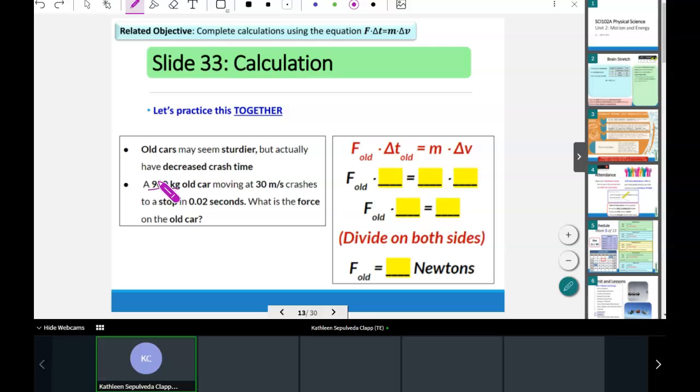Good, Micah. Good, Juliet. Yes, Matt. Yeah, it's going to be mass. Now, 30 meters per second. Again, look at the units. Meters per second. Is that going to be time or velocity?